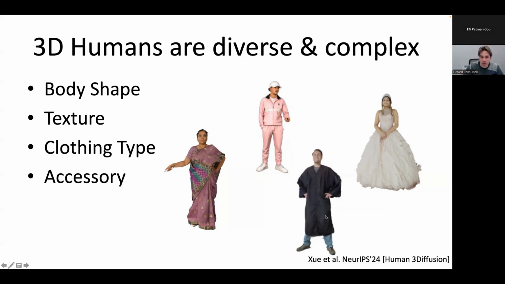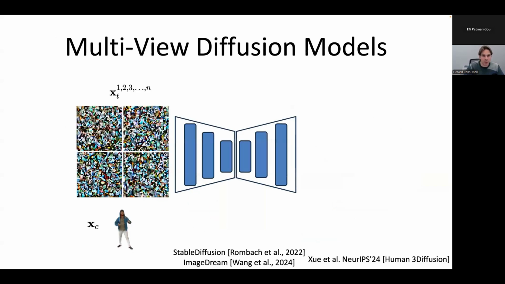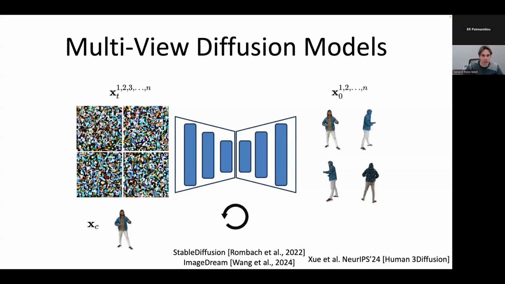So of course, to generalize to this wide variety of possible geometries and textures, we can leverage a foundation model for image generation. The problem is that these diffusion models are trained to produce a single image. Some folks generalize this to produce multiple views of a given image. So basically, they train a diffusion model that takes 4 noisy views and denoises them into 4 views of the subject that you can see here. X_C is the conditioning signal, and then you train a diffusion model that produces 4 views of this subject. And the results are quite visually appealing, right?